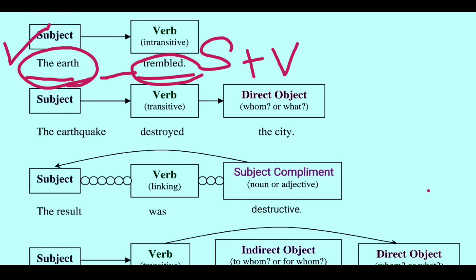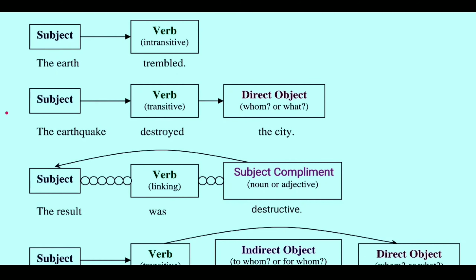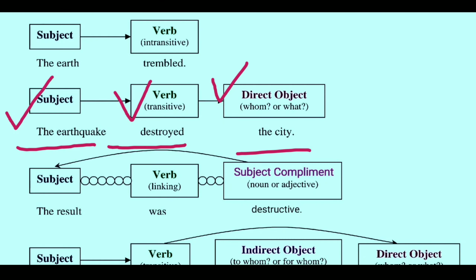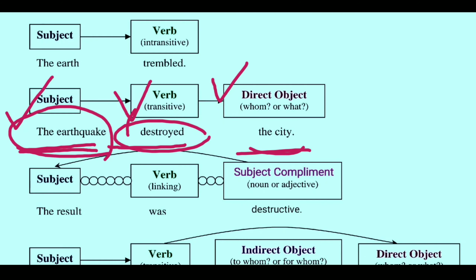Let's go to the second sentence pattern. Subject plus verb plus direct object. Here an object is there. And the sentence for this pattern is the earthquake destroyed the city. The earthquake is the subject here. Destroyed, the transitive verb, the main verb, and object. What is the object here? The city is the object.